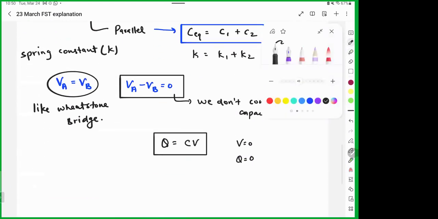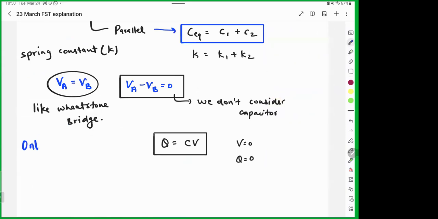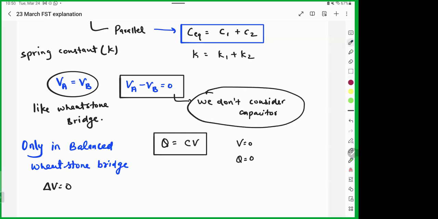That I understand. Only in a balanced Wheatstone bridge, we can take that. Can you scroll up a little bit? Yeah, one minute. Delta V is 0, and we don't consider this part, only in the balanced case. IG will be 0, correct? Only in the balanced state. Same, their current is 0, here charge will be 0. Correct? Here charge will be 0.